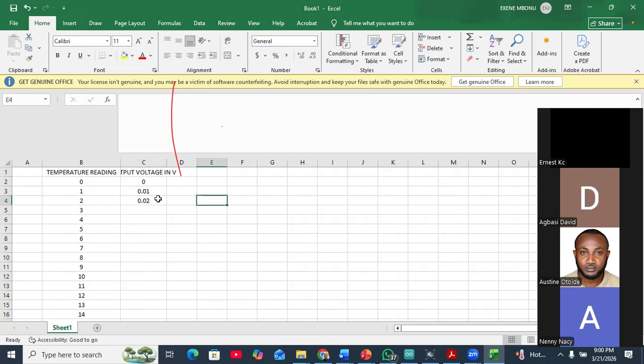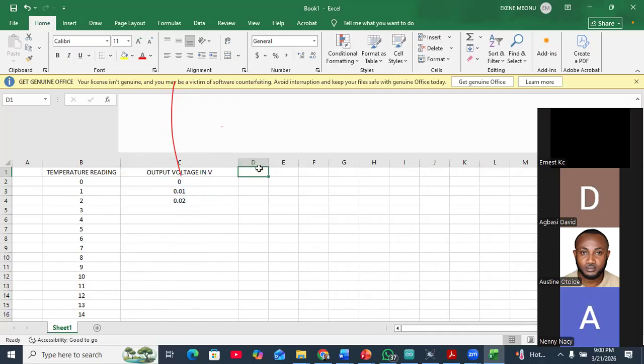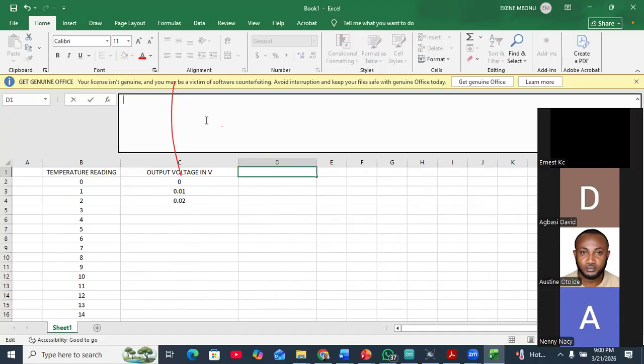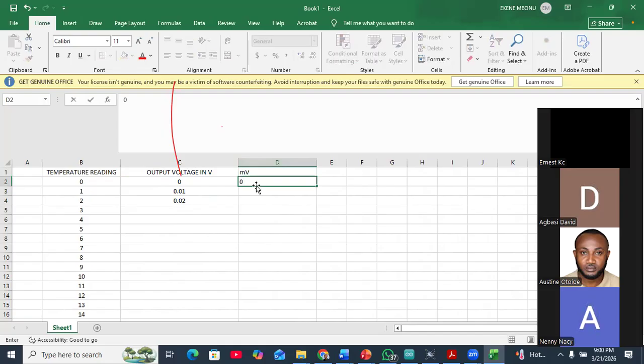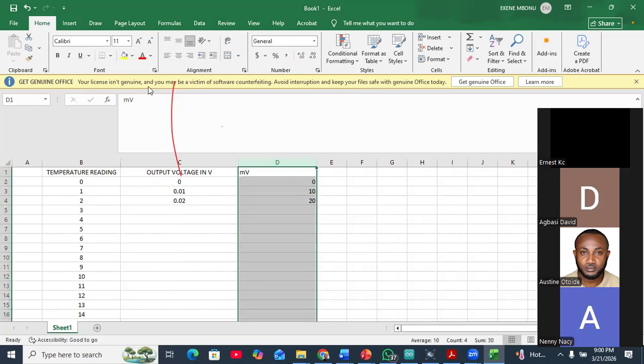So if we want it to be in millivolts, if we create another table in millivolts, then here is 0, here is 10, here is 20. Look at it. Are we together? Yes, sir.